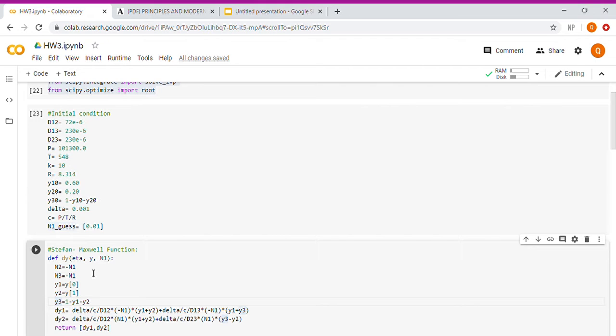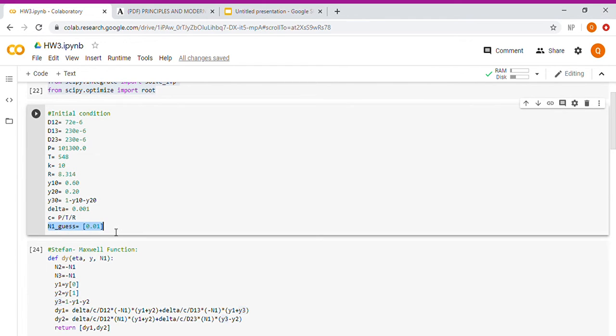So what we've done is basically reducing the total number of unknown quantities from 6 to 3. So now we only need to take care of y1, y2, and N1. So what I would do is guess the first value of N1. That's why I have the initial guess right here to start with.